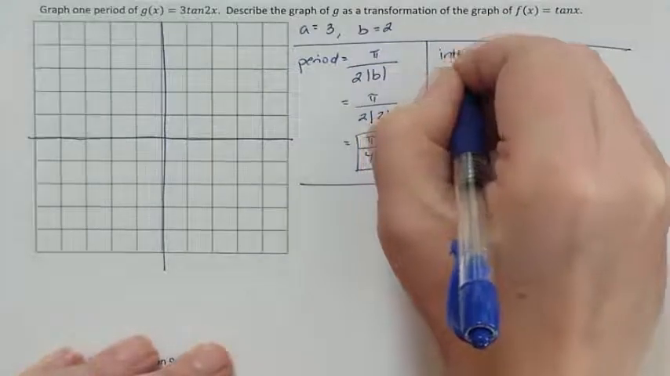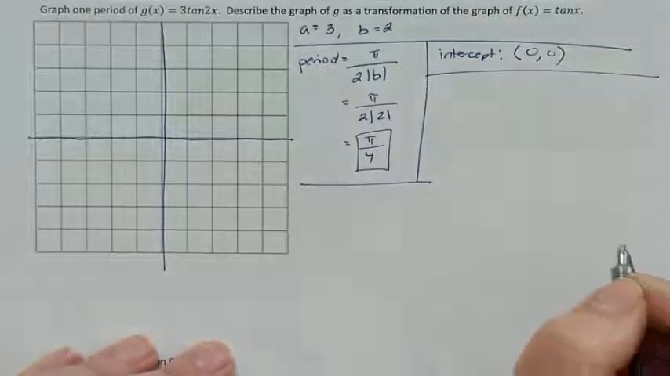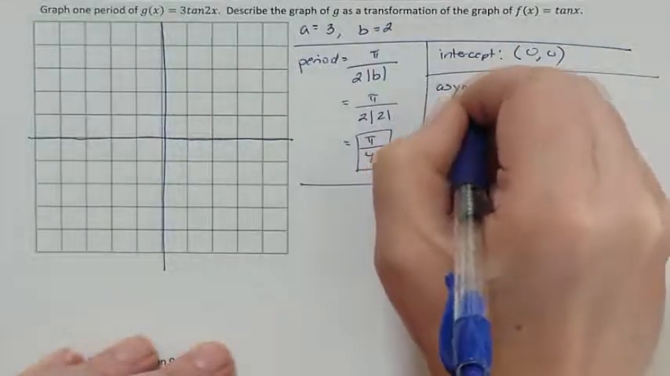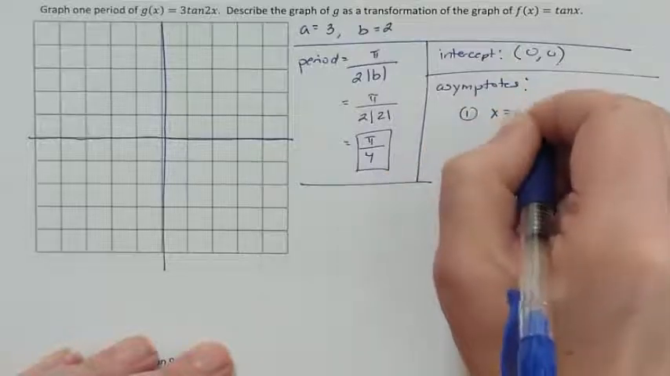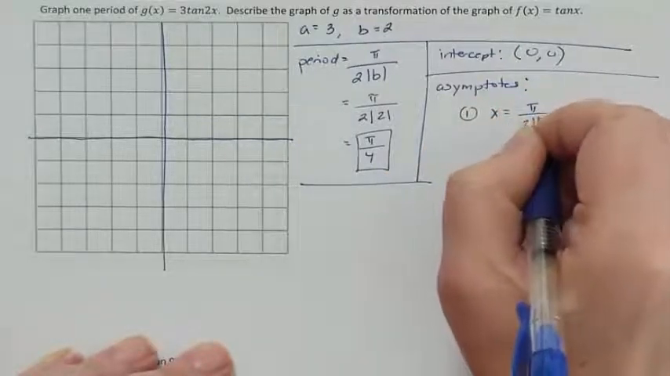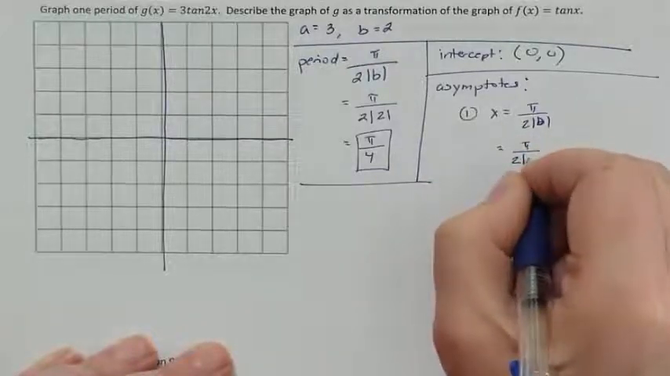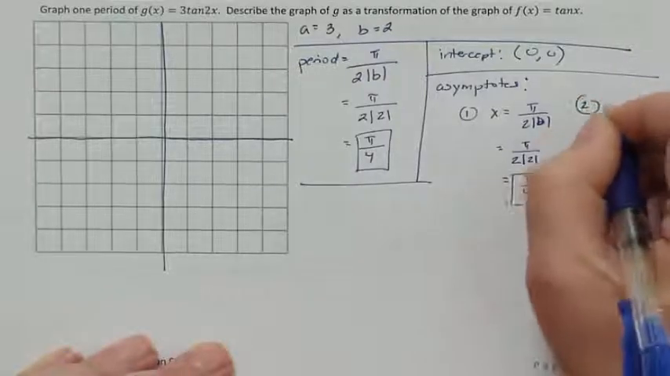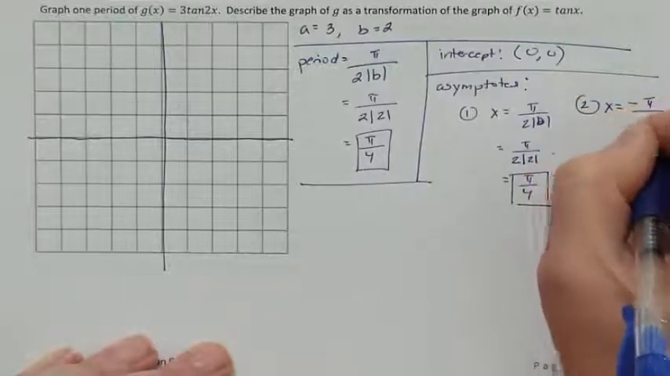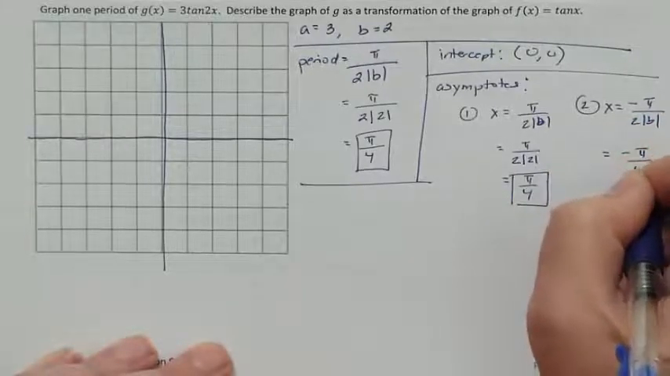I know that my intercept is always at the coordinate point 0, 0. And from there, I'm then supposed to find my asymptotes. There are 2 equations for asymptotes. Here is equation number 1, where my b is a 2. So it's pi over 2 times the absolute value of 2, which is pi fourths. Equation number 2 is the negative of that. So my second asymptote is at negative pi fourths.